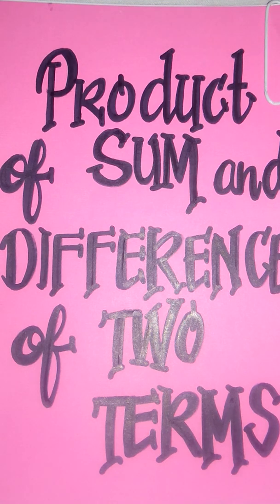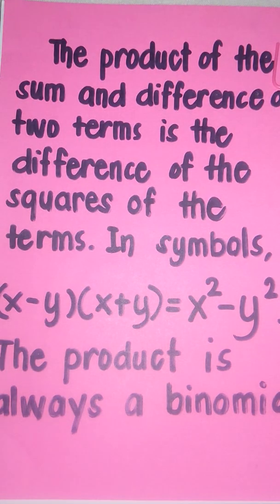So we will be dealing with two terms wherein the first is either a sum or a difference, and the second is either a sum or a difference also. The product of the sum and difference of two terms is the difference of the squares of the terms. In symbols, we have x minus y times the quantity x plus y, which is equal to x squared minus y squared. And the product is always a binomial.